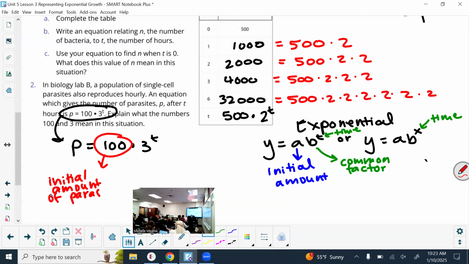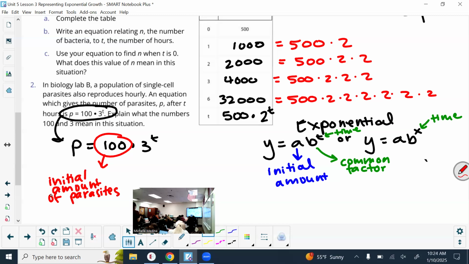Because they want to measure every hour how fast they're reproducing. At hour 0, that's how many they have, right? Because if I did 100 times 3 to the power of 0, we just learned anything to the power of 0 is 1. So it's like 100 times 1.